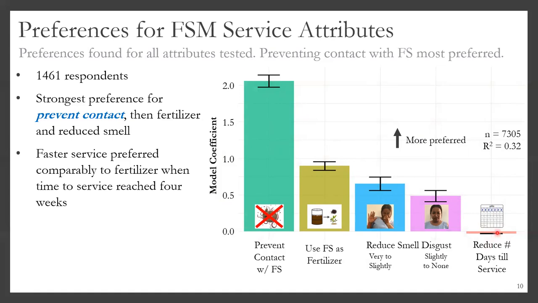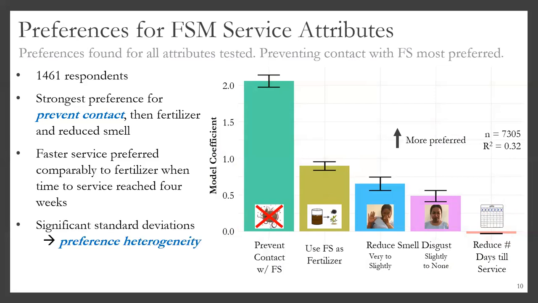You'll also note this relatively small bar over here with reduced number of days till service delivery. This is describing the preference for reducing the number of days until service delivery by 1 day. So a faster service is actually preferred comparably to using fecal sludge as fertilizer when this time to service delivery reaches 4 weeks or 30 days. So you can imagine increasing this bar by 30 to reach this guy here.